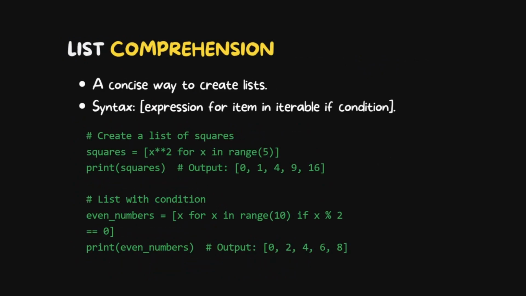Next is list comprehension. It is a concise way to create a list. So the code here creates a list of squares. The first example calculates the square of numbers from 0 to 4. The second example includes only numbers divisible by 2.